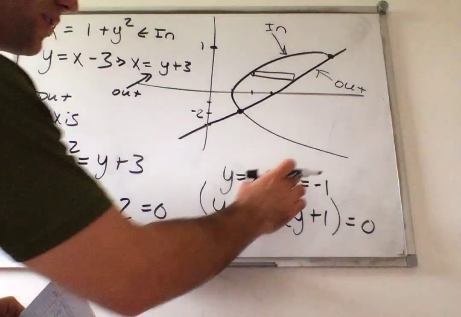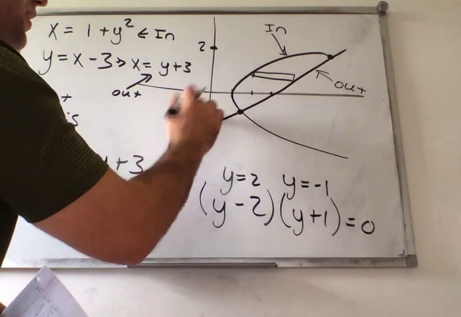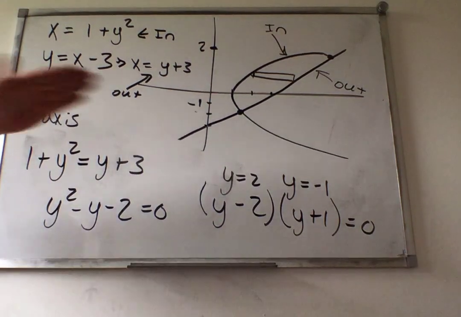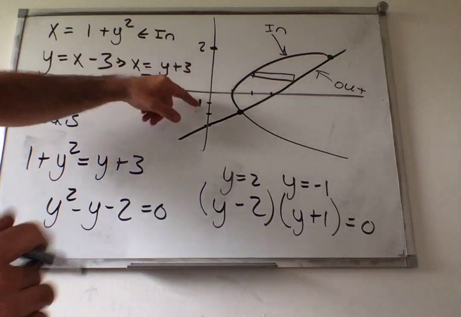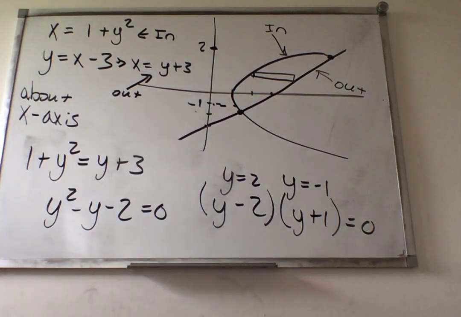I said that wrong. This is negative 1. This is positive 2. There we go. I knew something was up. So we're integrating from negative 1 to 2. Of course, my picture doesn't match it, but then again, it's poorly drawn. Go off what the math says.